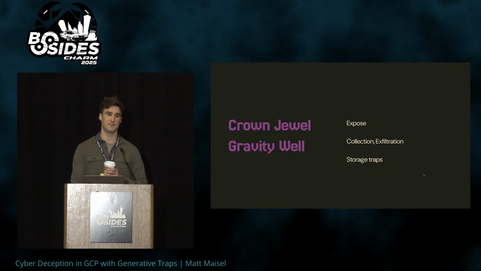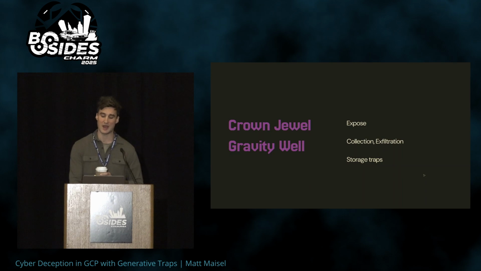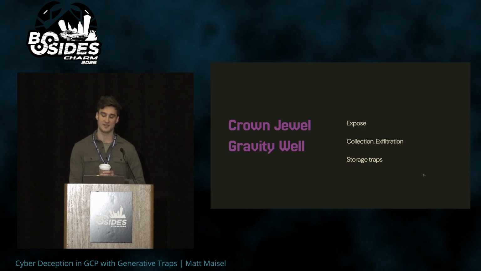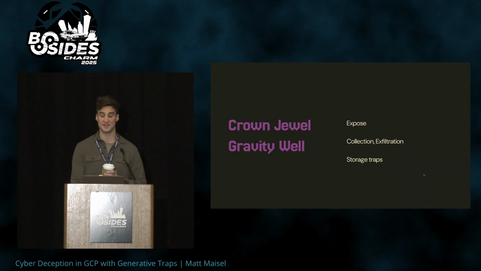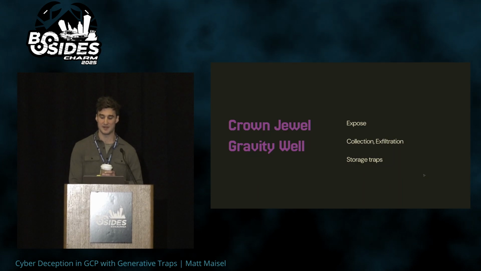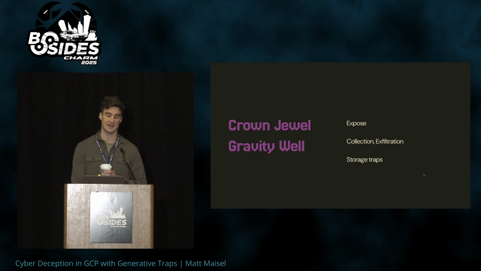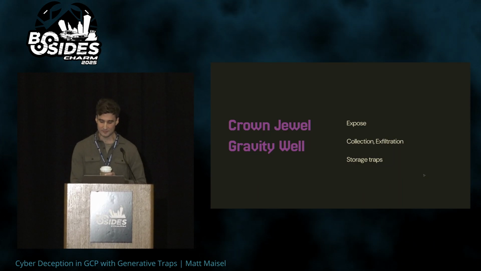A third stratagem is called Crown Jewel Gravity Well. And this is just using decoy storage, like GCS buckets, that are filled with enticing synthetic data that's meant to detect data discovery and exfiltration.